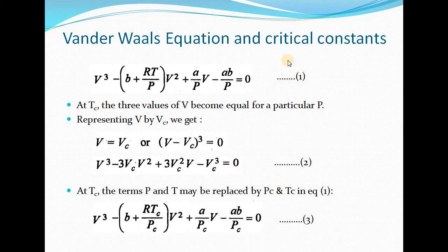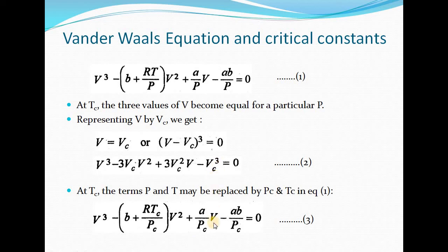Now in equation 1, at critical temperature we can write P as Pc and T as Tc. So we get the equation V cube minus (B plus RTc by Pc) V square plus (A by Pc) V minus AB by Pc equal to 0. Now both of these equations are representing the critical temperature condition. So these equations are comparable.